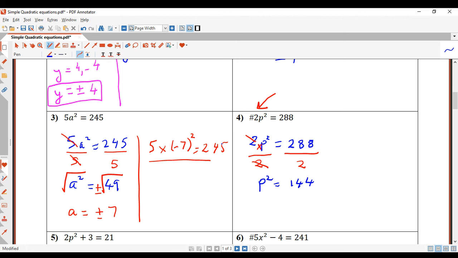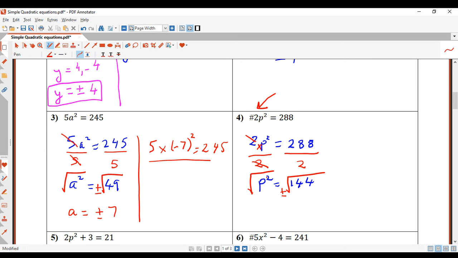144. Okay, now to get rid of the squared part of the equation, we need to do the opposite of squaring, which is square rooting. Okay, so square root both sides, and do not forget to put the plus and minus symbol. Now, the plus and minus symbol has to be in there as soon as you use the square root. You can't just put it in at the end.